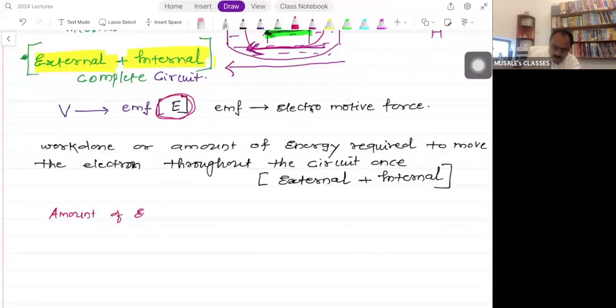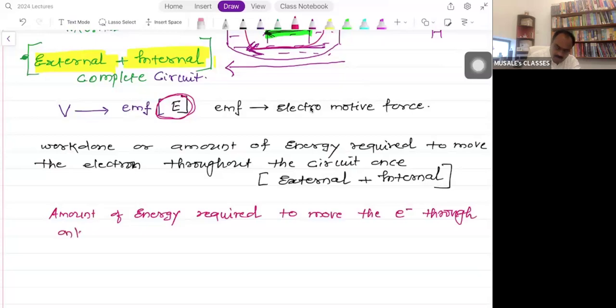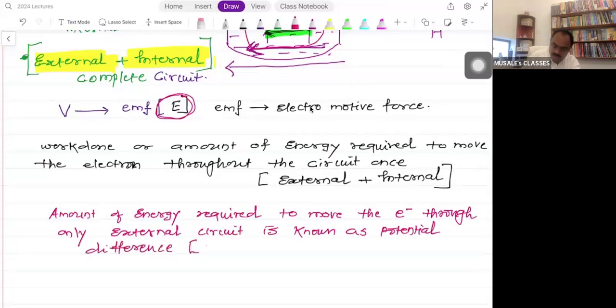The amount of energy required to move the electron through only the external circuit is known as potential difference. It is known as potential difference and that is V.